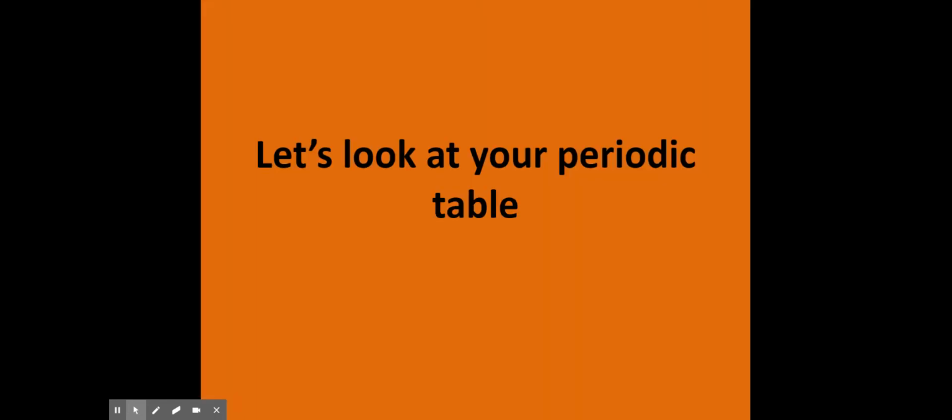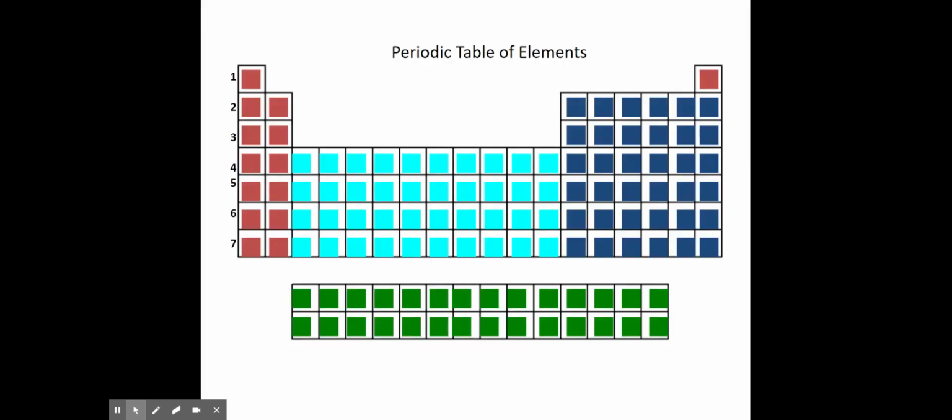For this, you should have a periodic table handy dandy to look at. Here's one on the screen. You might notice the numbers 1 through 7 on the left side. So that represents the energy levels. The reddish color on the left are the S subshell. Dark blue on the right, or navy blue, is the P subshell. Transitions, light kind of bluish, are the Ds. The greens are the Fs.